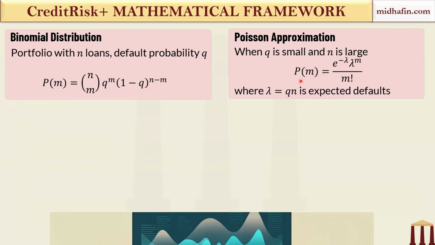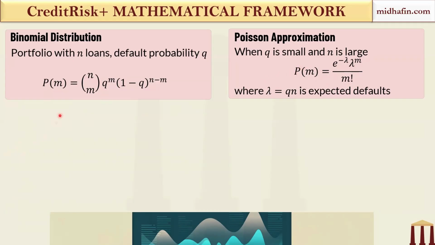So again, the probability of m defaults can be approximated as e raised to the power minus lambda, multiplied by lambda raised to the power m divided by m factorial. This Poisson simplification makes the model more tractable for large portfolios.